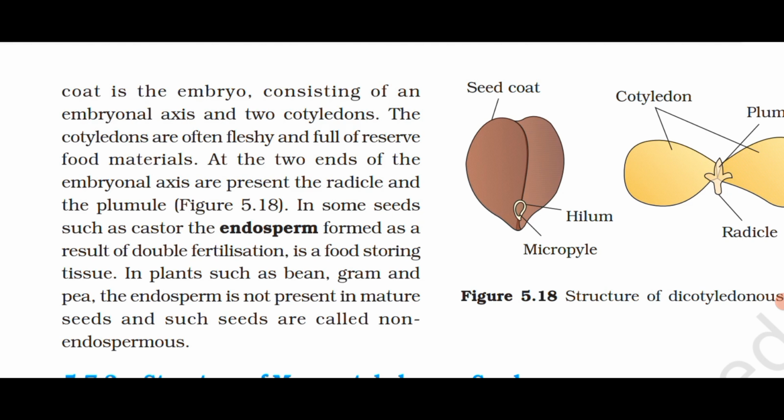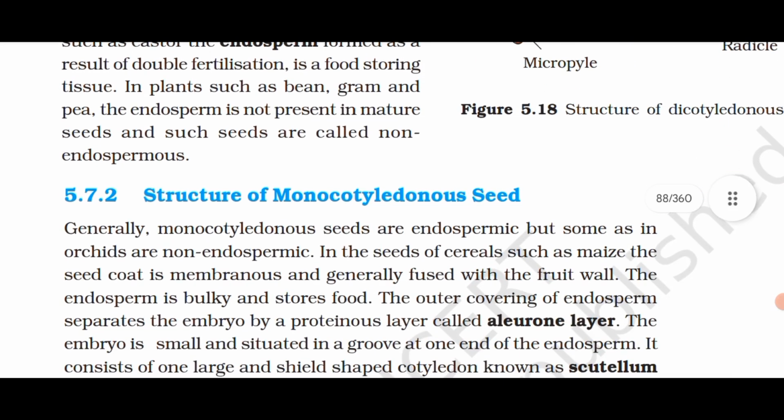At the two ends of the embryonal axis are present the radicle and the plumule. In some seeds, such as castor, endosperm, formed as a result of double fertilization, is a food storing tissue. In plants such as bean, gram, and pea, the endosperm is not present in mature seeds, and such seeds are called non-endospermous.